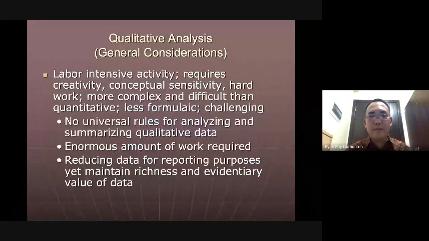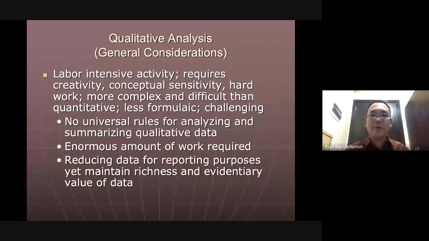Hello everyone. So for this week, we will discuss data analysis and presentation. We will start first with qualitative analysis, and here are some general considerations when doing qualitative analysis.